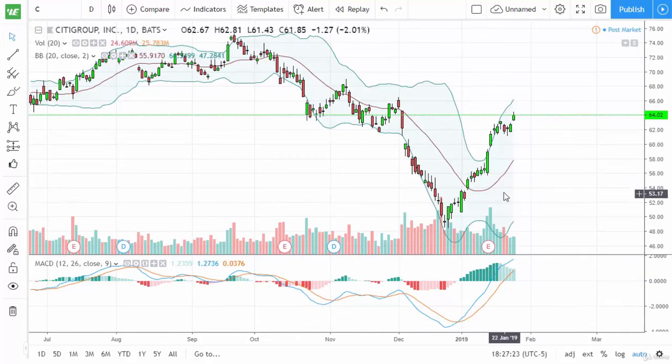The taller the histogram, the more outside of the Bollinger Bands that we closed, the longer the candlestick, the more impressive the signal.